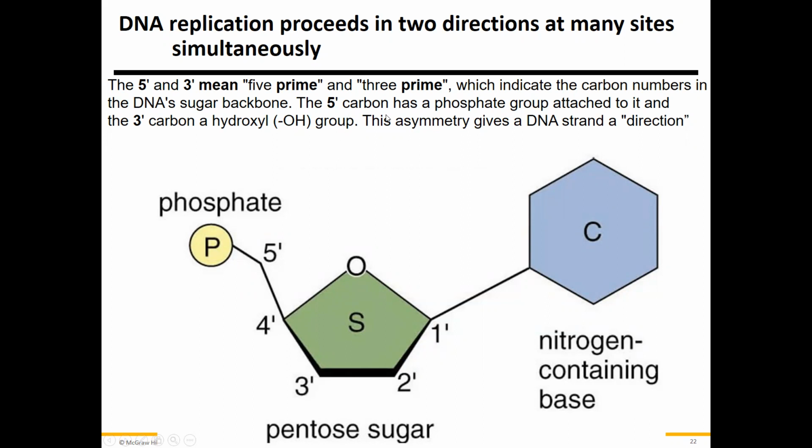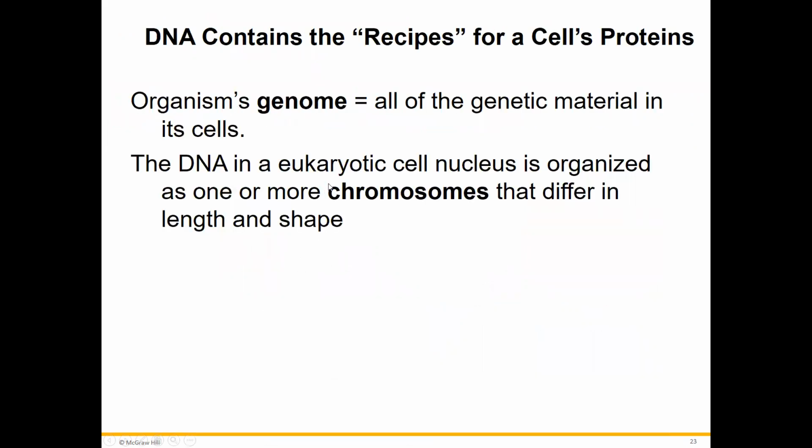And you see the 5' carbon has this phosphate, and the 3' carbon has a hydroxyl group, the OH attached. And so they're pointing this out, this asymmetry of how this exists gives the DNA strand a direction. So the 5, 4, 3, that's that directionality that exists.